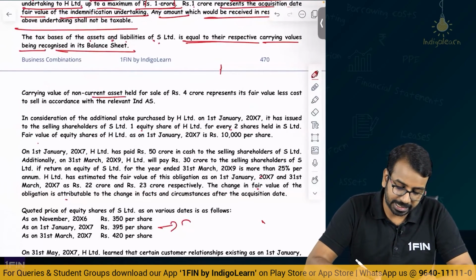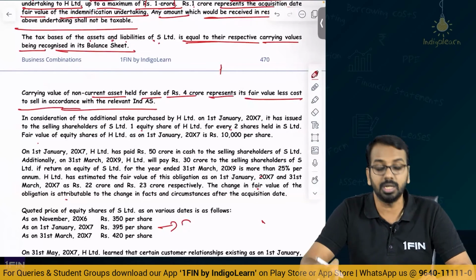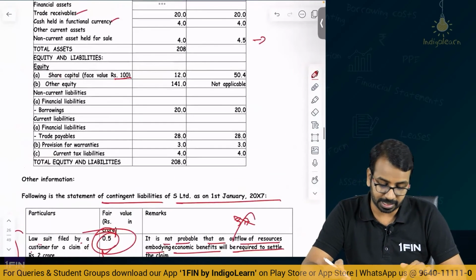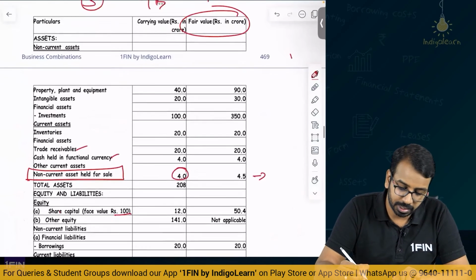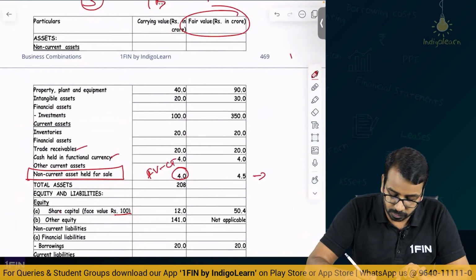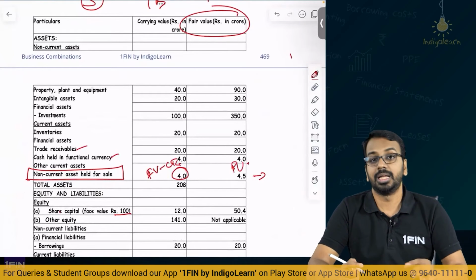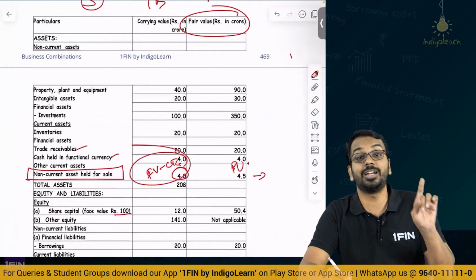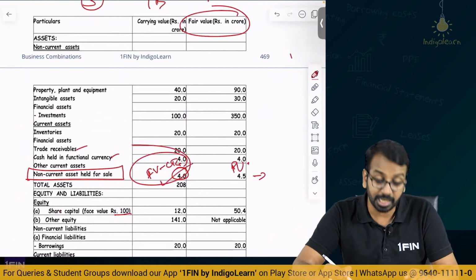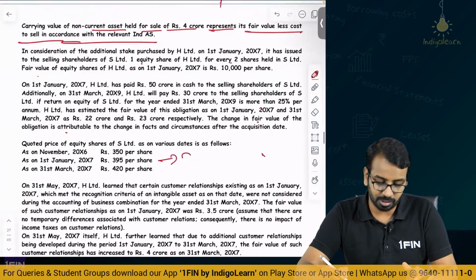Carrying value of non-current asset held for sale, rupees 4 crore, represents its fair value less cost to sell in accordance with the relevant Ind AS. Now here what you have to understand is, there is this item called non-current asset held for sale. This is fair value less cost to sell. This is the fair value. Now we have seen under the exceptions that we will recognize it at fair value less cost to sell and not at fair value. So we will take only 4 crores for calculation purpose.